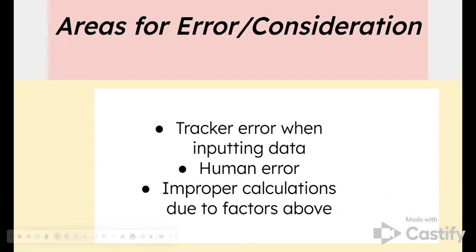So areas for error or things to consider. Tracker, when putting data points in, is not always perfect when selecting my data points. Also human error, those are kind of tied together. And then improper calculations from those points that will change other factors.